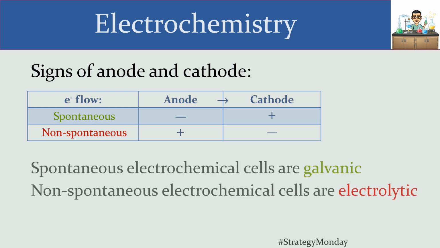A spontaneous cell, as you know from nomenclature, is known as a galvanic cell, sometimes known as a voltaic cell. Non-spontaneous electrochemical cells are electrolytic instead. So that's a very brief summary of what goes on in electrochemistry, and hopefully it'll help you identify really quickly what's happening where. Everything at the anode has a bunch of vowels in it, and everything at the cathode has a bunch of consonants in it.